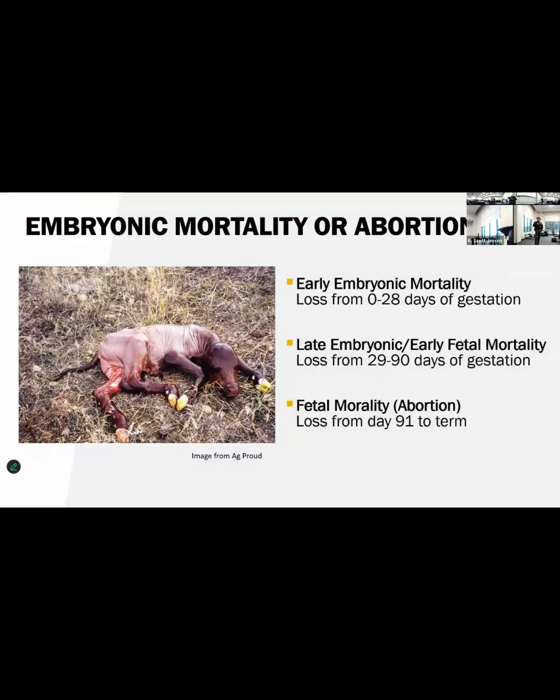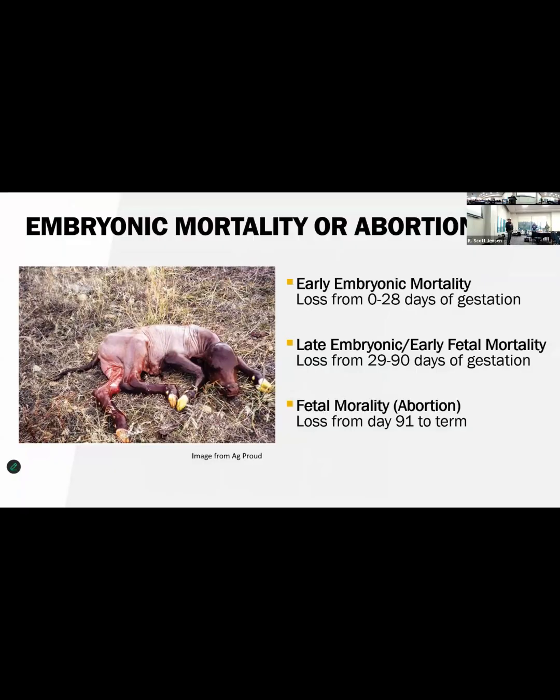There's three ways we look at this loss. One of them is early embryonic mortality, so that's loss from 0 to 28 days. And then we have late embryonic early fetal mortality, which is loss from about 29 to 90 days. And then finally, the one that freaks us out the most usually as producers is fetal mortality, which is abortion that usually occurs between 91 days and term. And those are the ones that we tend to see. And so we get really upset about them.